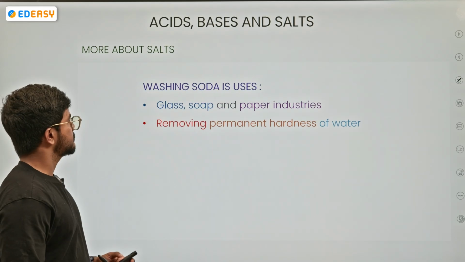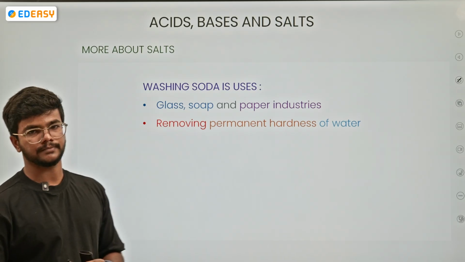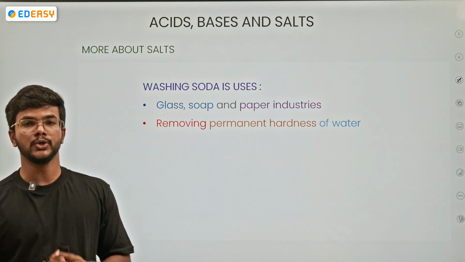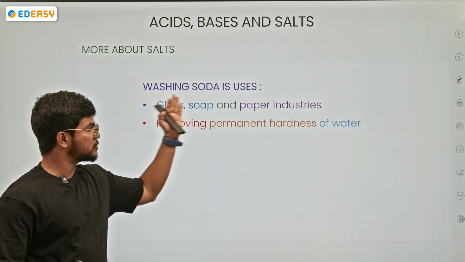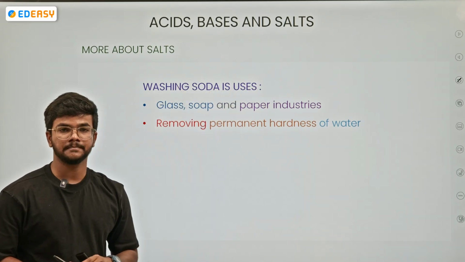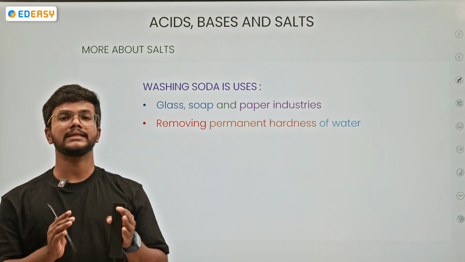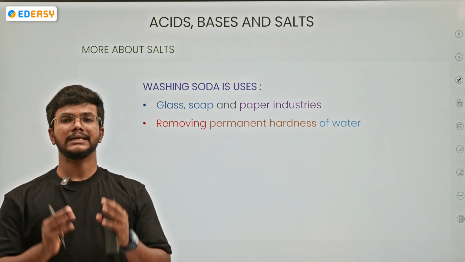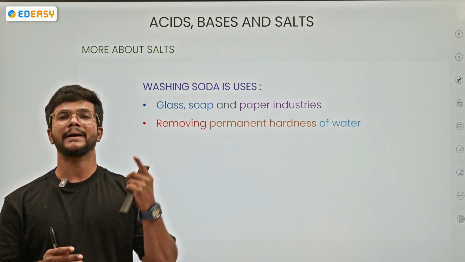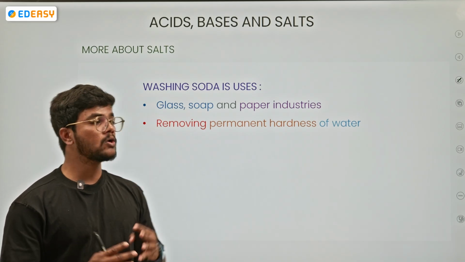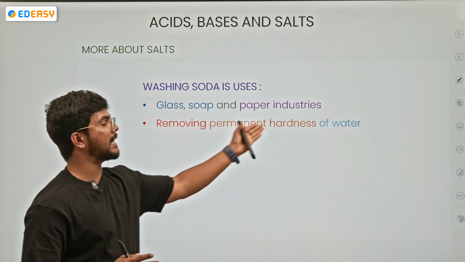Sorry. Next, washing soda uses. So how is washing soda used? In glass, soap and paper manufacturing. Washing soda, sodium carbonate with 10 aqua molecules, is used in the glass, soap and paper industries, and also for removing permanent hardness of water.